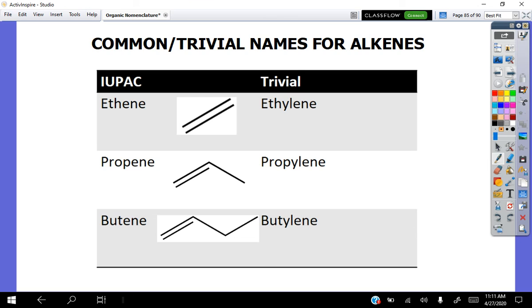Some common or trivial names for alkenes that you may come across. Ethene is commonly referred to as ethylene. The reason they do that is they just view the carbon chain as a substituent of the double bond. So that's a trivial name that you'll see. Same with propene, they'll call it propylene, or butene will be butylene.